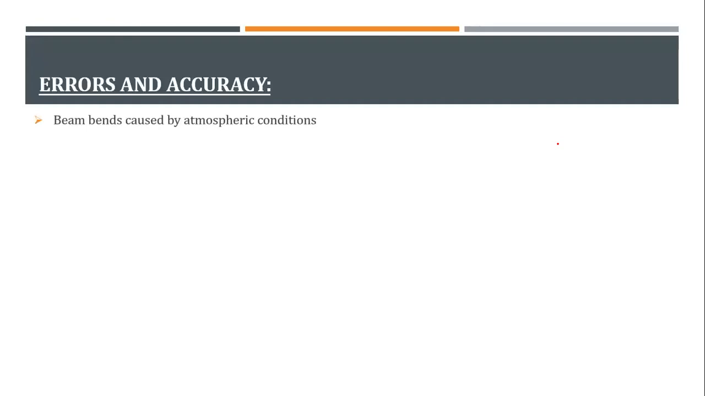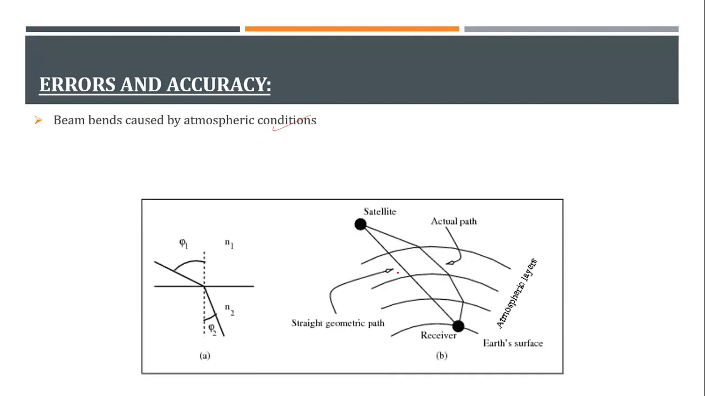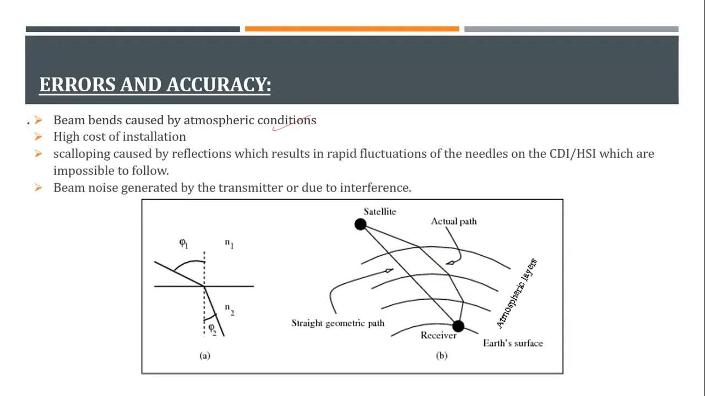Errors and accuracy: the same errors which are in the VOR. Beam bends caused by the atmospheric conditions. These are the beam bends. This happens because of refraction conditions. You can see the beam is bending. As I discussed in the first slide as well, this is a costly installation. Scalloping happened in the VOR also, and in ILS also it happens. Beam noise is something very important here.